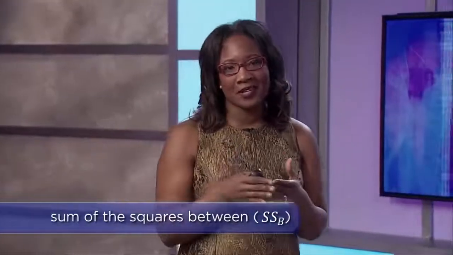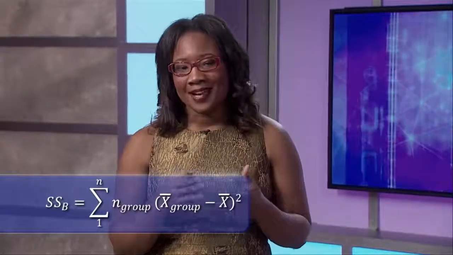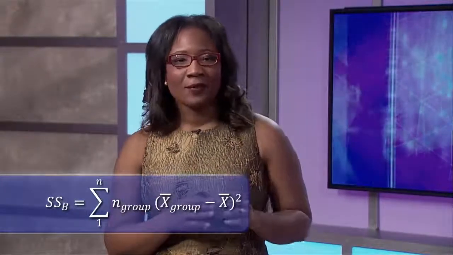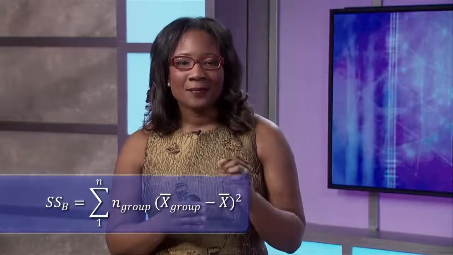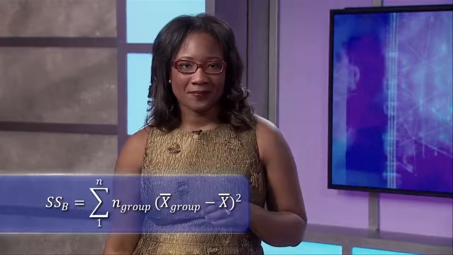We call this the sum of squares between. So this is the sum of squared deviations between each group mean and the overall mean, weighted by the sample size of each group, or n group. We solve for that as SSB is equal to the sum, as i goes from 1 to n, of our number of groups times the mean of the group minus the overall mean, quantity squared.